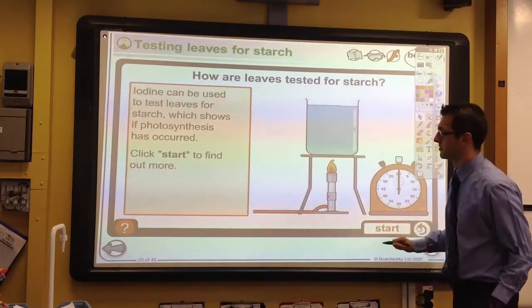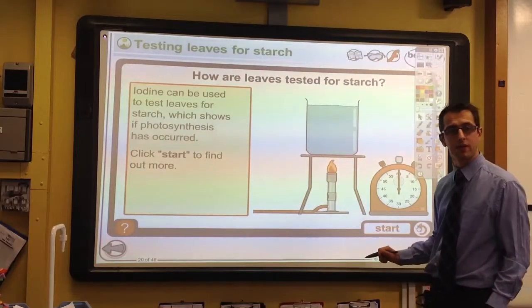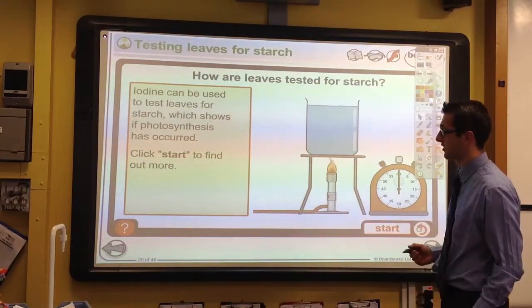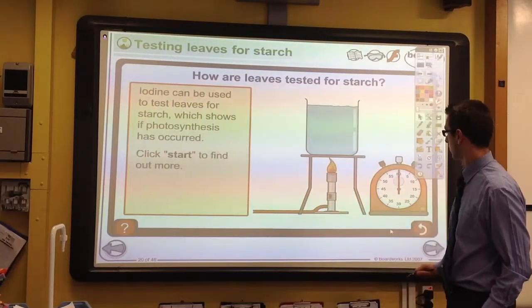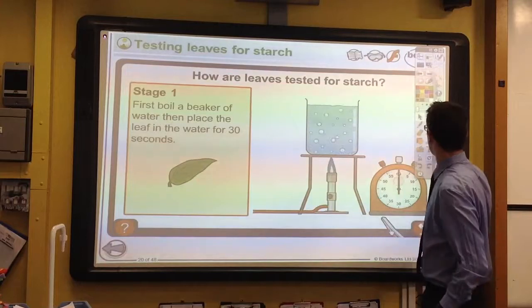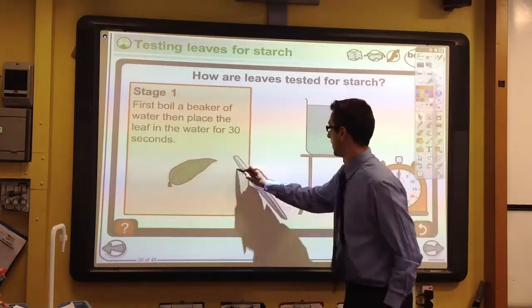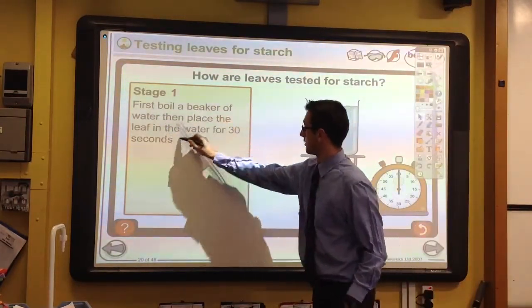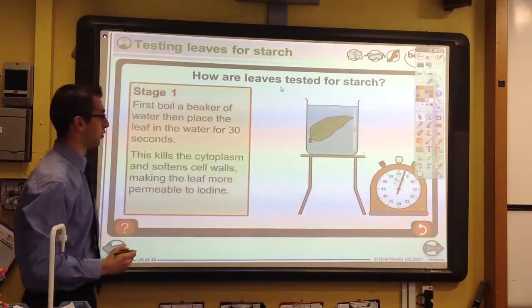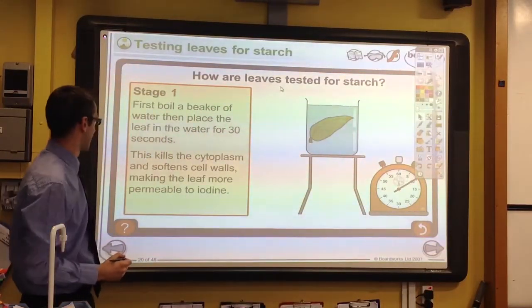So, this may be one that you've done, or maybe the one that they could give you in an exam question and ask you to identify some of the key features of the experiment. To start with, you take a normal, living, healthy leaf, and it needs to be placed into the boiling water. It's going to be left there for 30 seconds.